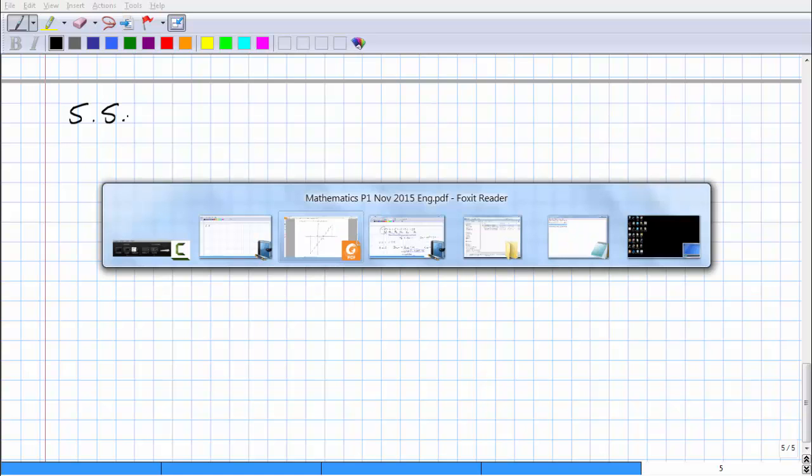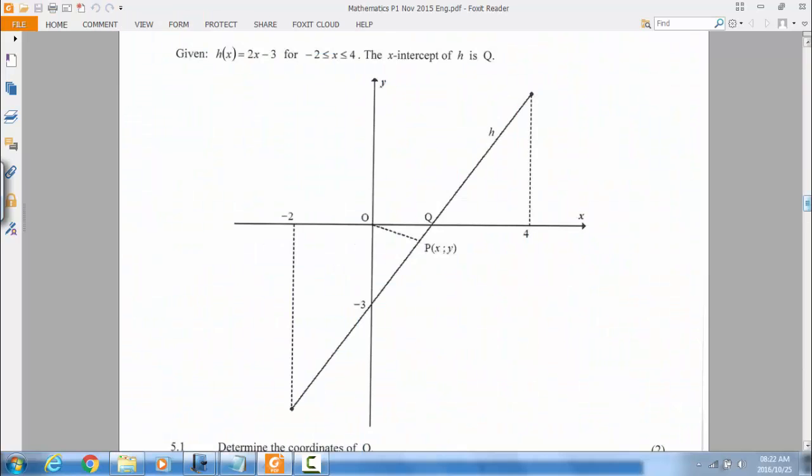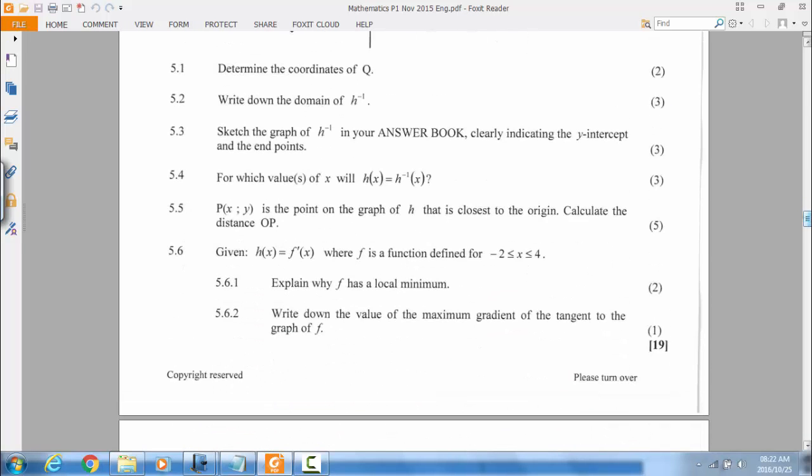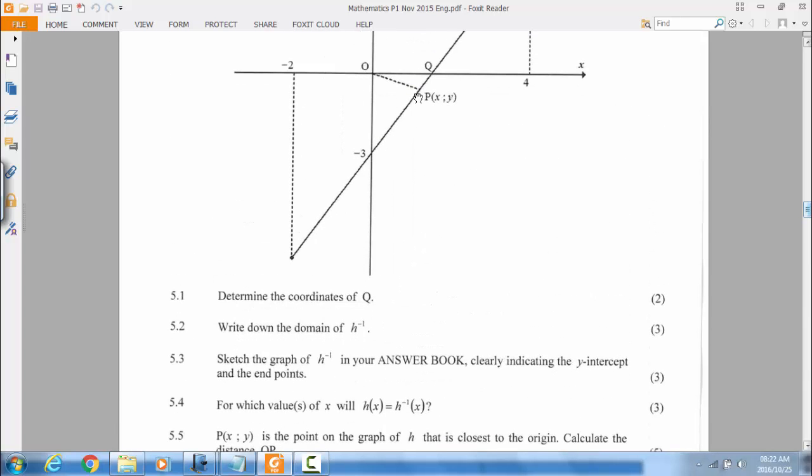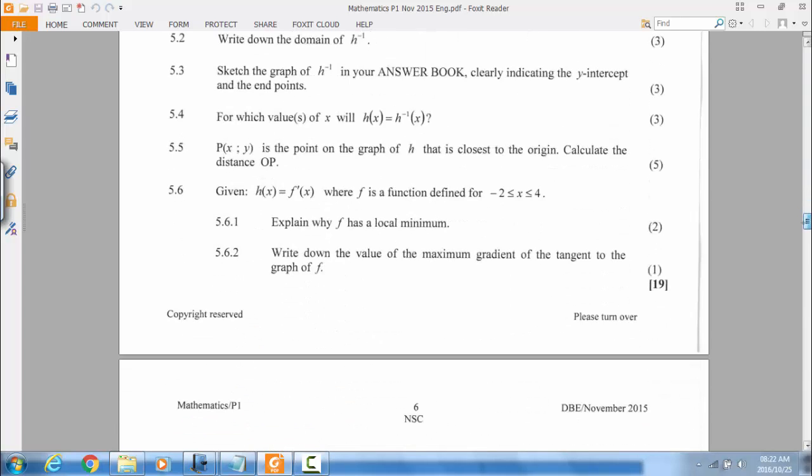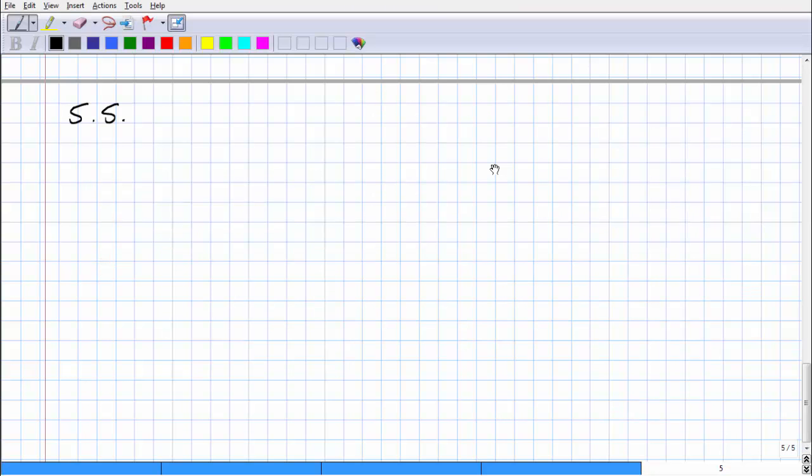The next question, number 5.5, I think I'm going to show you this one rather than discuss it because it's a bit long. But it says P(x, y), and the P is this point here. So P of x comma y is the point on the graph h that is closest to the origin. Calculate the distance. When they say closest to, that is a minimizing equation. So we need to minimize this thing.